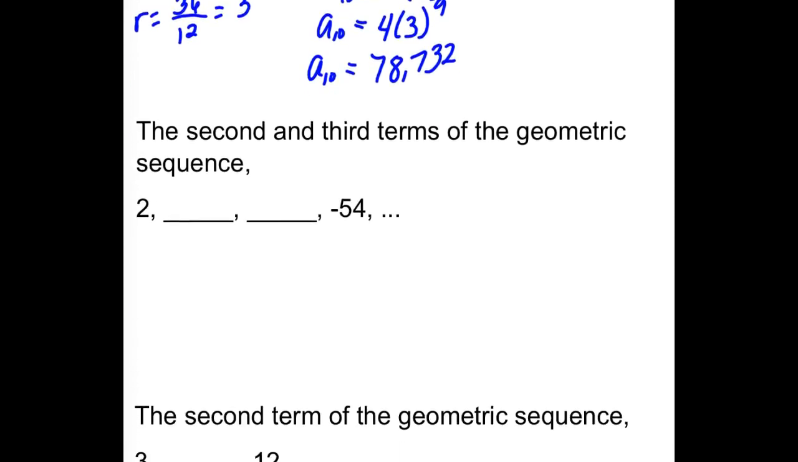All right, the next one, it says the second and third terms are the ones we are missing. We are told it's geometric, which is important. If we don't have consecutive terms, we can't figure out if it's geometric. So they did tell us it was geometric. Our generic rule looks like that. What do we know? We know the first term. We could dump a 2 in for our first term. Do we know R? No. What other piece of information do we know that's going to help us?